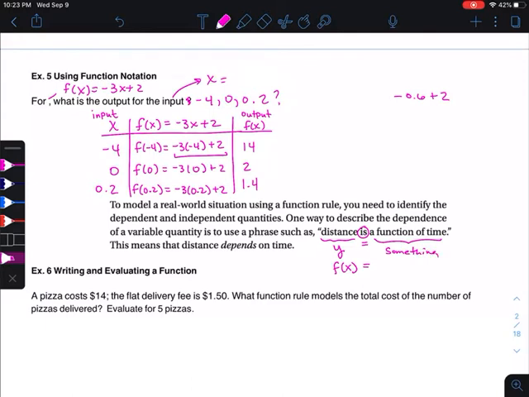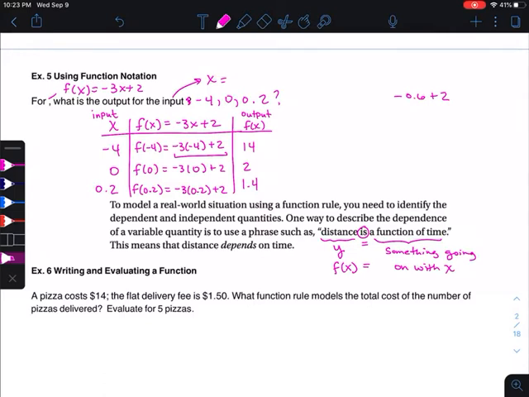So I'll say something going on with x, with our input value. So something is a function of something else. A distance is a function of time. Y is equal to something going on with x. Or maybe you had d for distance is equal to something going on with time t. Your variables may change depending on the situation.